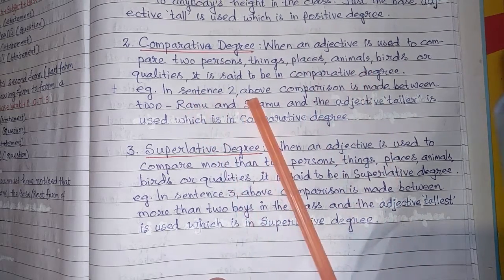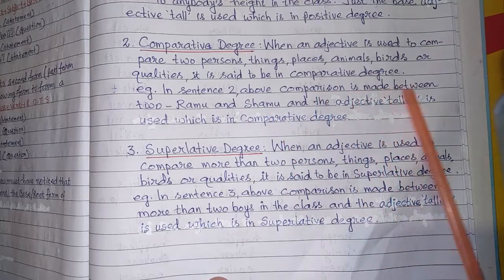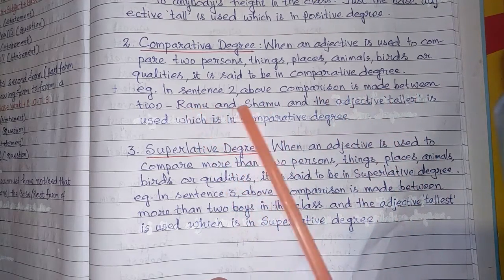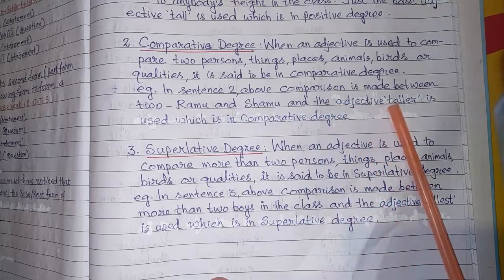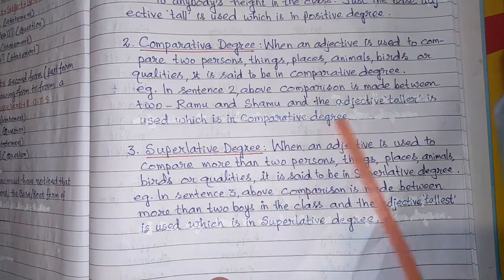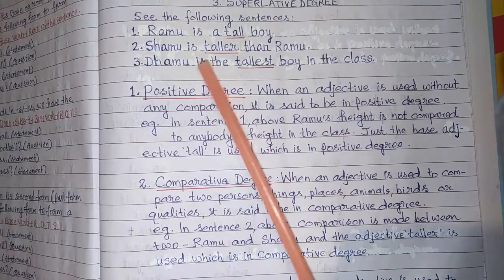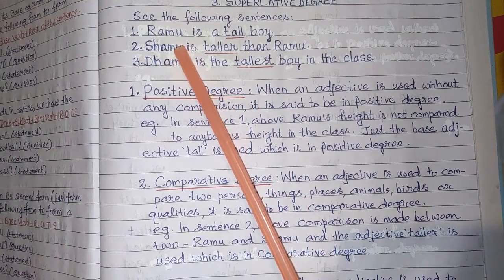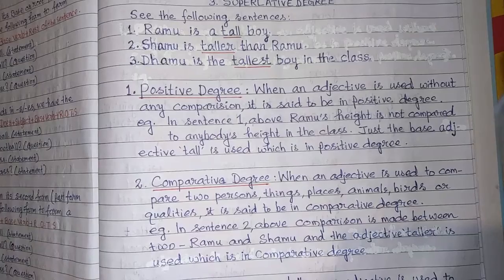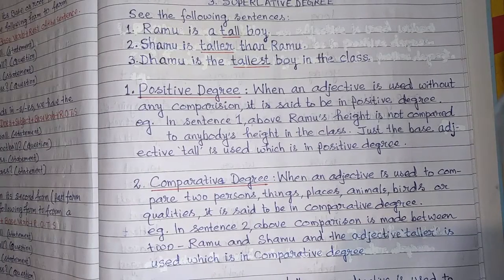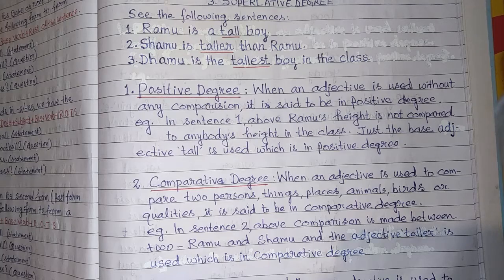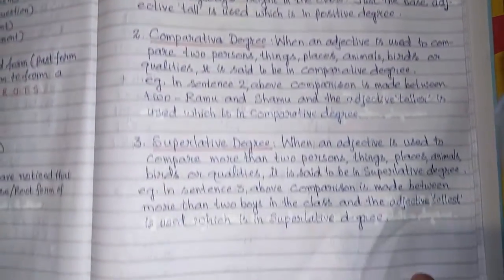You see, in sentence 2 above, comparison is made between two, that is Ramu and Shamu, and the adjective taller is used, which is in comparative degree. So you see, in the sentence 2, we can clearly see Shamu and Ramu. So comparison is between two. So when we are making comparison between two, at that time, the form of the adjective that we use is said to be in comparative degree.